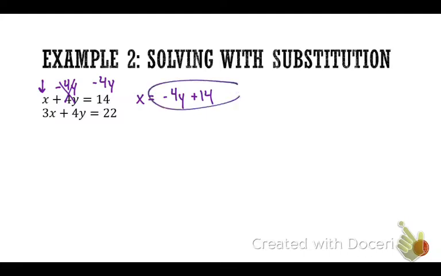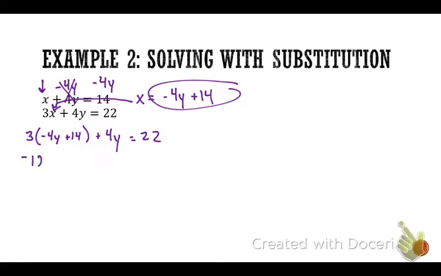Now, what do I do with this? You plug it in for x. Okay? All right, now see if you can finish solving. Okay, so negative 4y plus 14. So you're going to plug this in for x. So 3 times negative 4y plus 14 plus 4y equals 22. Okay, so now what do I do next?